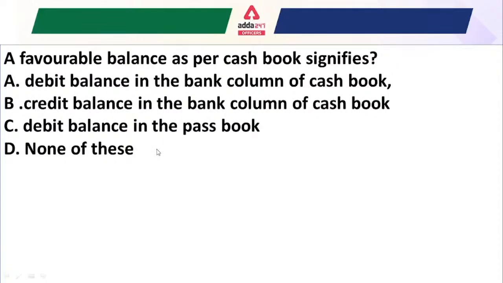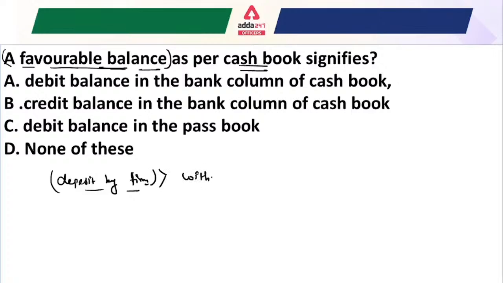Next question: what does a favorable balance as per the cash book signify? This is a very good question, because many of our colleagues get confused by this term. Whenever a favorable balance is given as per the cash book, that means it is a balance deposited by the firm, and that deposit by the firm is more than the withdrawal in its book. So this is known as a withdrawal of the firm.